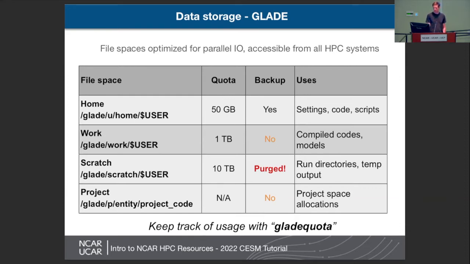There's a larger space called work. That's a 1 terabyte space. It's not backed up, but it is yours to do with as you want. You can fill up the 1 terabyte. We don't delete anything out of there. It's your space. But if you delete a file accidentally out of your work directory, it's gone forever. No backups of that space. So that's where we recommend putting executables, compiled code, models, but stuff that you could recreate if it got lost. The Scratch space is where a lot of your model runs will happen.